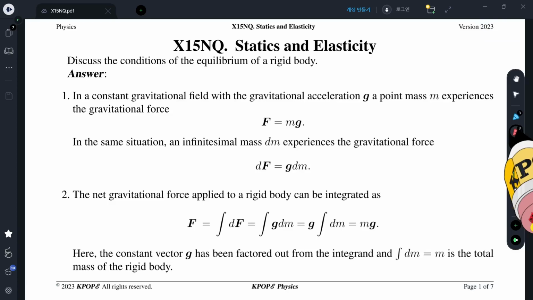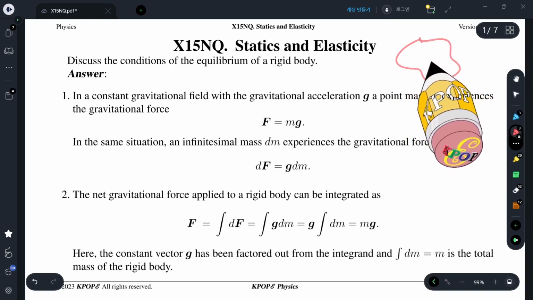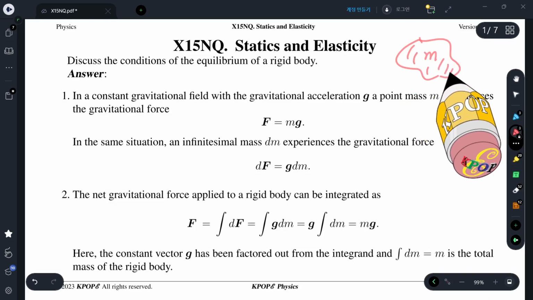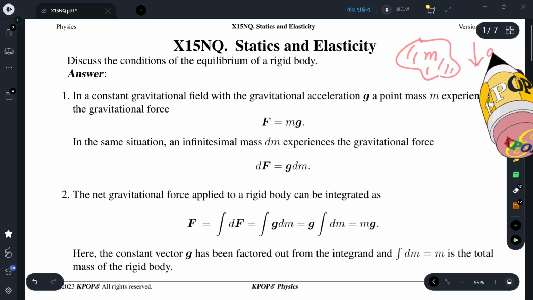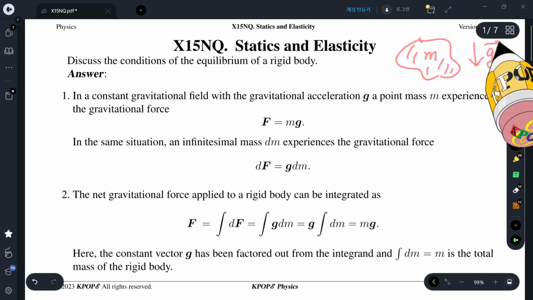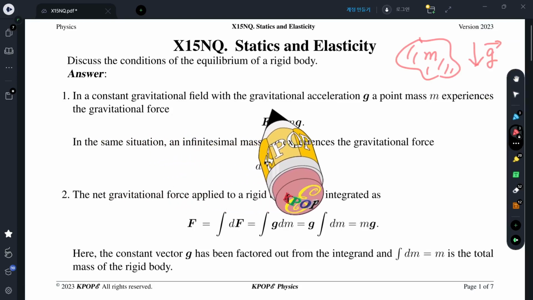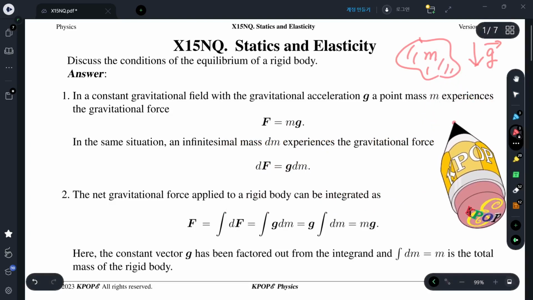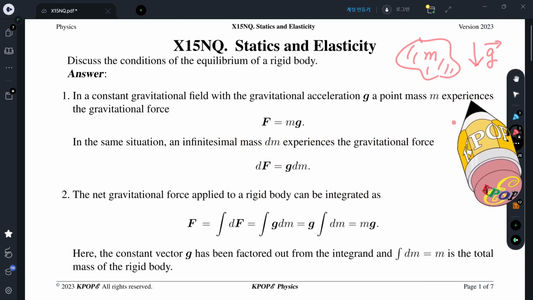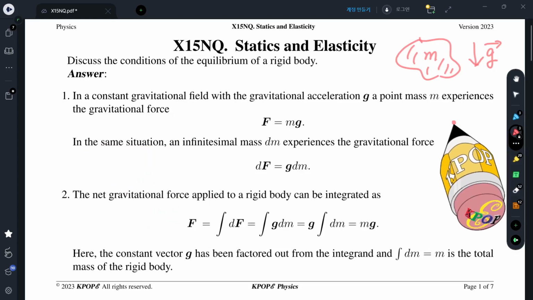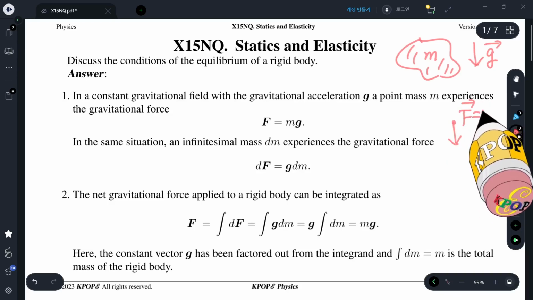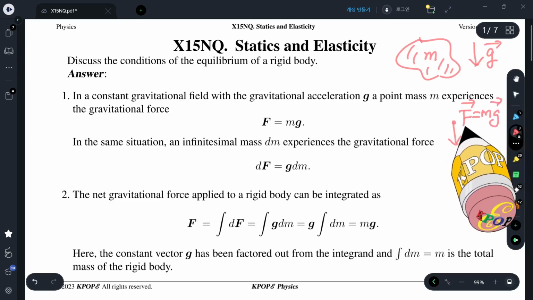Okay, let us consider a rigid body of mass m distributed over some finite volume under a uniform gravitational field. In a constant gravitational field with a gravitational acceleration g, a point mass m experiences the gravitational force. That gravitational force is the net force on the system and will be mg.